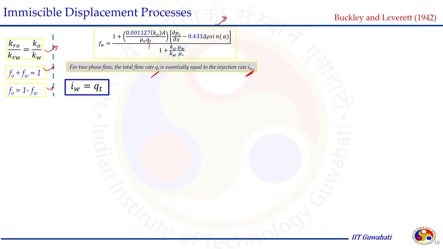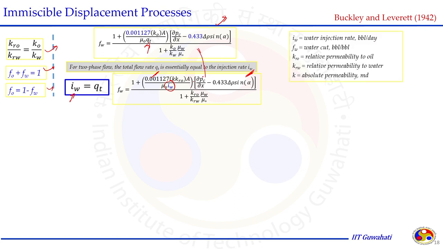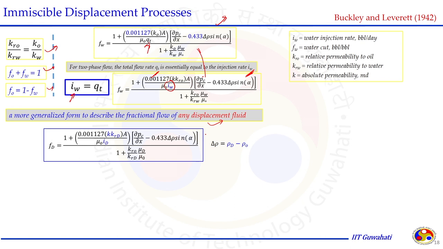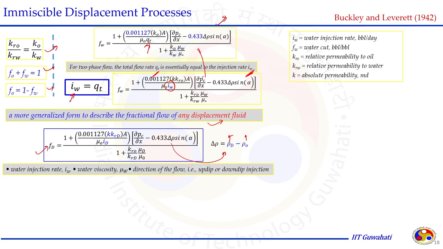If we do so, this QT that is appearing here can be replaced by the injection rate. That is done here, and the only difference from this equation to this equation is that this term IW is included in terms of QT. So this is IW, water injection, and other terms have the similar meaning. A more generalized form to describe the fractional flow of any displacement fluid can be written, where FD is the displacing fluid, and this is the density difference between the displacing fluid and the oil. It will depend on water injection rate, water viscosity, and direction of flow, characterized by the alpha, up dip or down dip. That's the way the fractional flow FD for the displacing fluid can be calculated, by knowing the relative permeability of the displacing fluid and the injection rate of the displacing fluid.